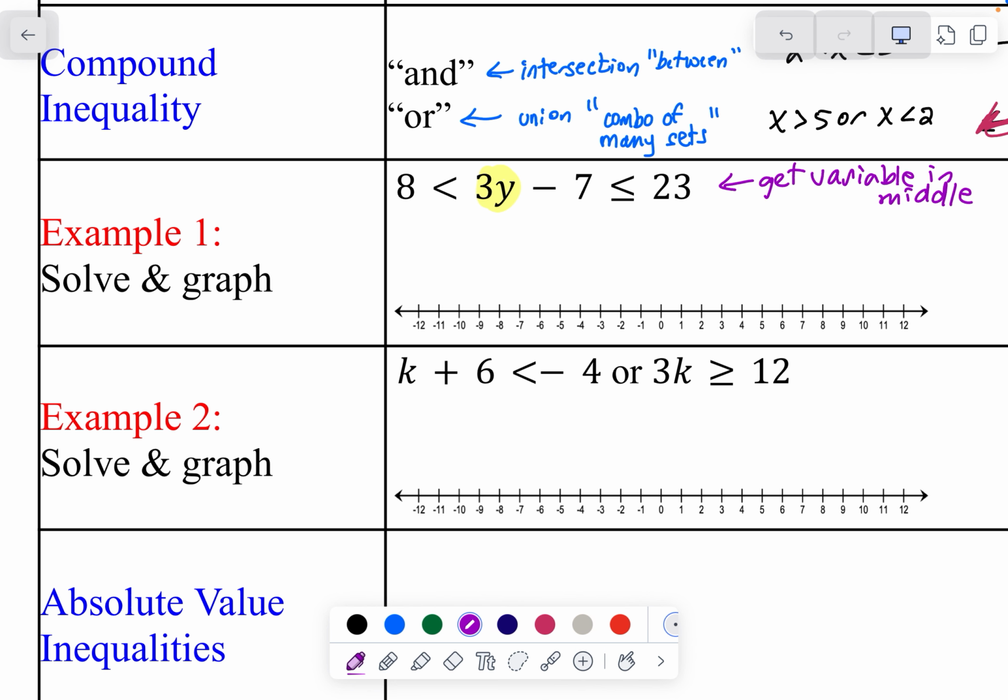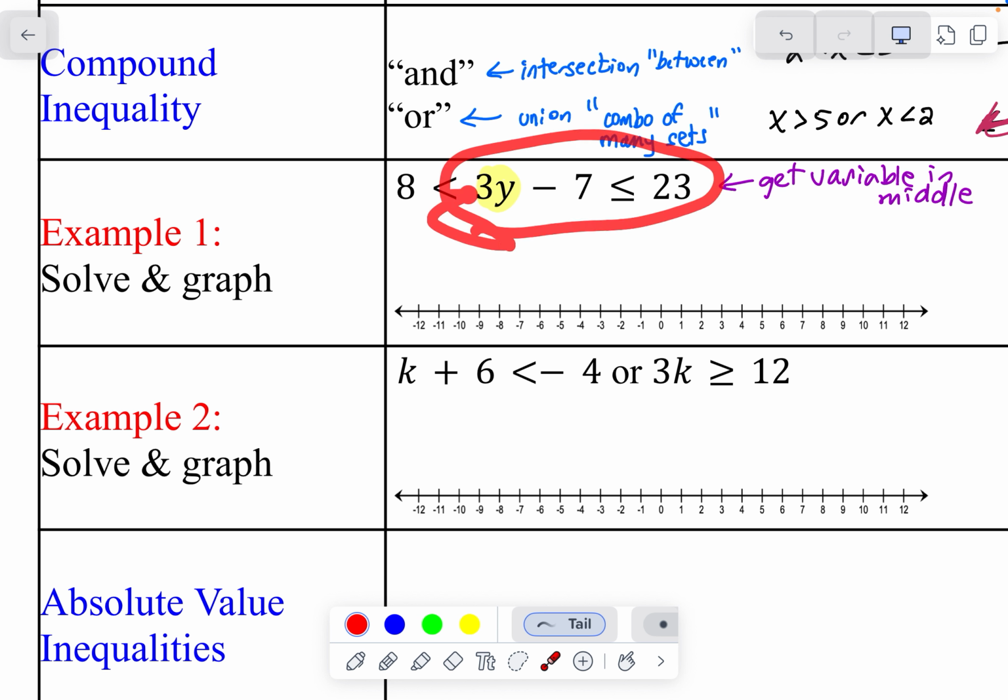So if I just told you that you had this inequality, and we just focused on this piece and forgot that the 8 was there, if we had 3y minus 7 is less than or equal to 23, what's the first step we would take to get that 3y by itself? Tell me, what would we do? We would add that 7, right?